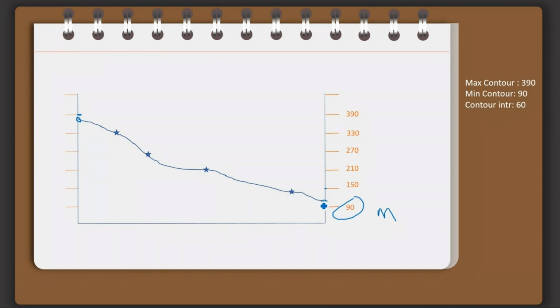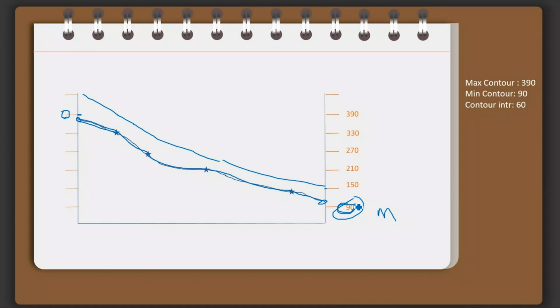So this joining should be above the 90 meters, and this surface should, as far as possible, be a smooth freehand drawing. It should not be joined with straight lines, because this is a natural surface. So this natural surface should be drawn freehand, and wherever it meets the border, it should join to the border, but make sure that it is not going above 390 and not below 90 meters.